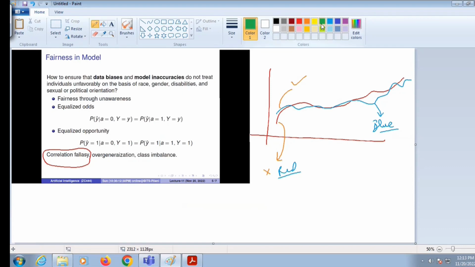Let me make it easy, and give another graph. So can I use blue or green? Which one should I use? Blue one, right? Everybody agrees that we should use the blue one. If I want to find out the value of red, I should use the value of the blue one. Everybody agrees? Nobody is telling.